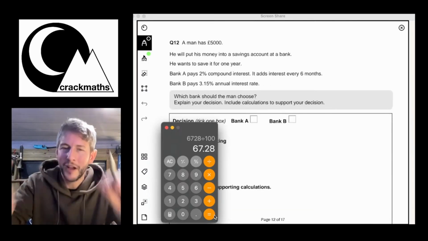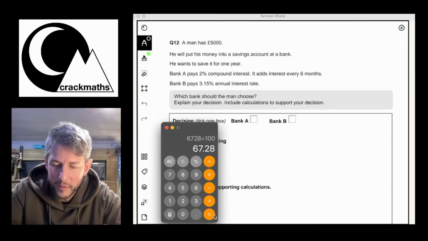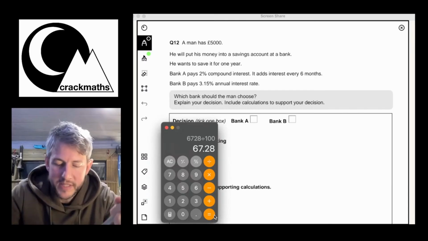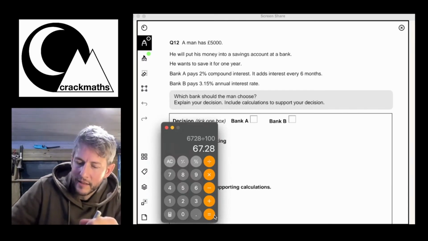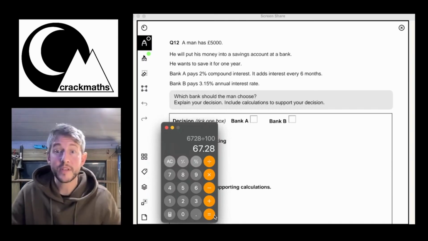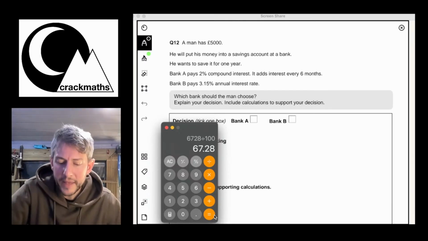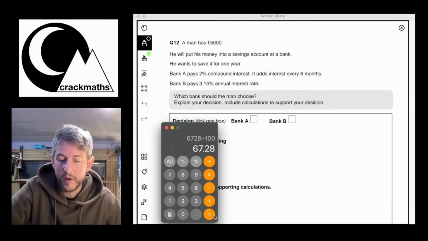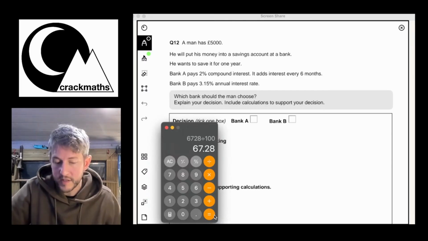Question 12. Hopefully we're getting towards the end now. Okay. A man has £5,000. He will put his money into a savings account. He wants to save it for 1 year. Bank A pays 2% compound interest. It adds every 6 months. Okay, so every 6 months is going to increase the amount of money in the bank by 2%. Bank B pays annual interest rate of 3.15%. Which bank should the man choose? Well, let's try it out.